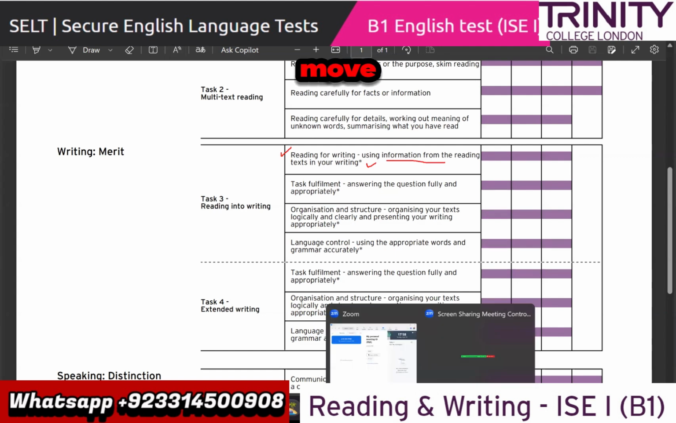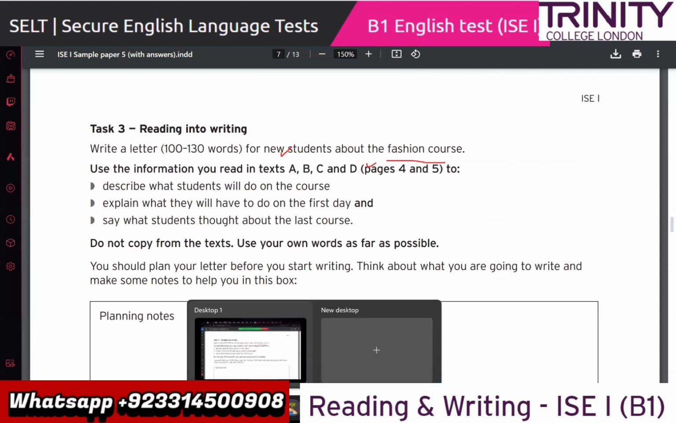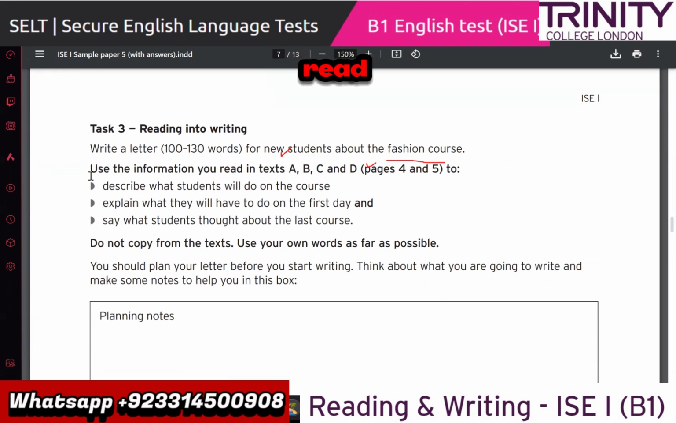If we move to the question here, Jyoti, can you read this question? Yes, ma'am. Write a letter for new students about the fashion course. Describe what students will do on the course. Explain what they will have to do on the first day, and say what students thought about the last course. Okay, so beautiful. Read these instructions also. Use the information.